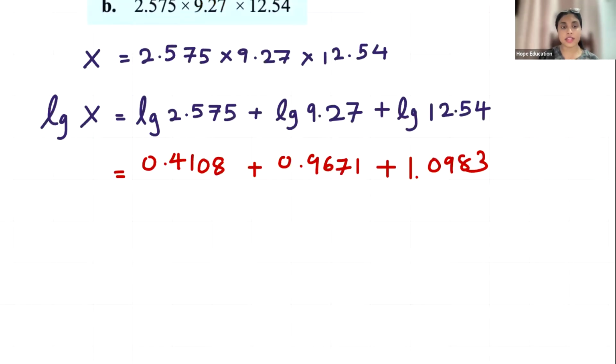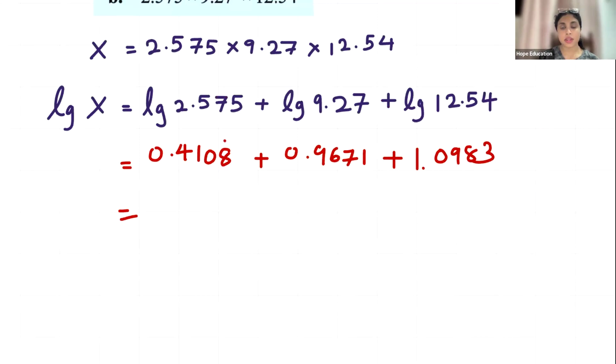Now we will add all of these. 8 plus 1 is 9. 8 plus 1 is 9. 9 plus 3 is 12. 1 remaining. 1 plus 0 is 1. 1 plus 7 is 8. 8 plus 8 is 16. 1 remaining. 1 plus 1 is 2. 2 plus 6 is 8. 8 plus 9 is 17. 1 plus 4 is 5. 5 plus 9 is 14. 14 plus 0 is 14. 1 remaining. 1 plus 1 is 2.